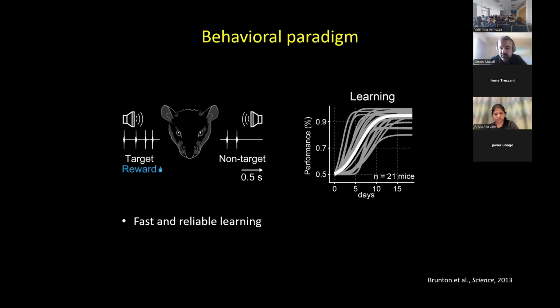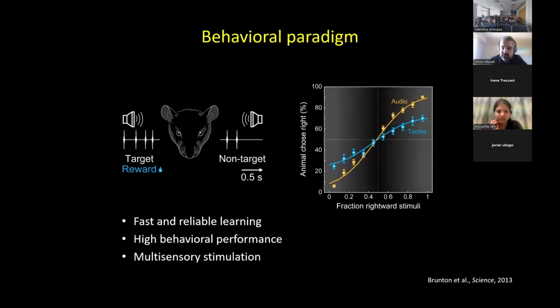So they can do this really well. So this is an example of learning curves from 21 mice that were trained in this auditory behavior. And you can see it usually takes about 10 days until they reach decent performance in detecting that stimulus side. So that's usually about 2 weeks of training until we have animals that do really well. And you can also see that they reach really high behavioral accuracy in these tasks.